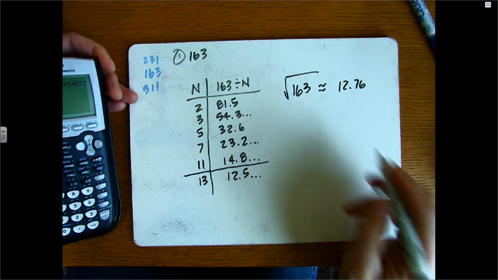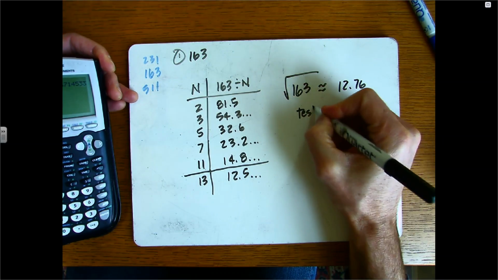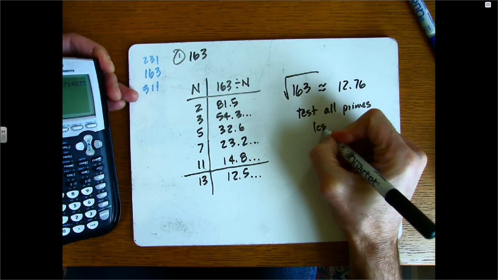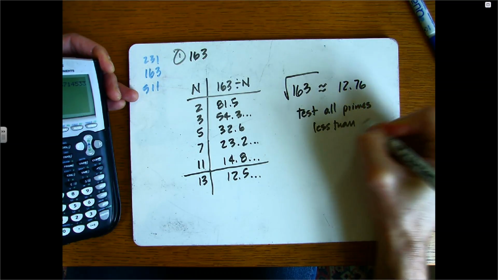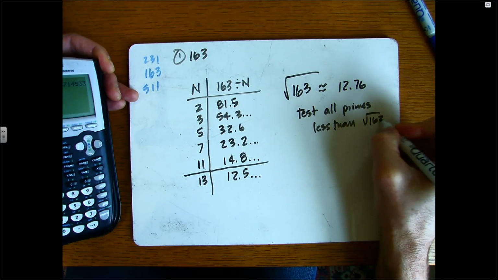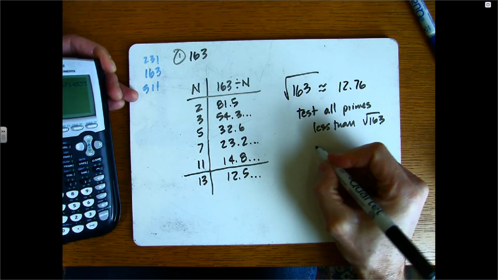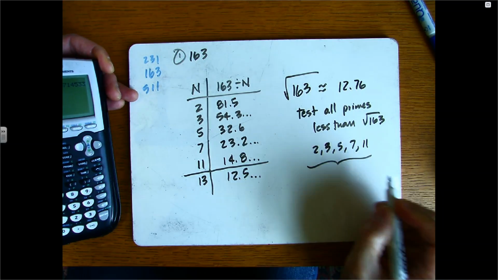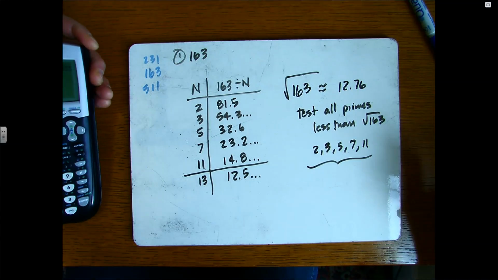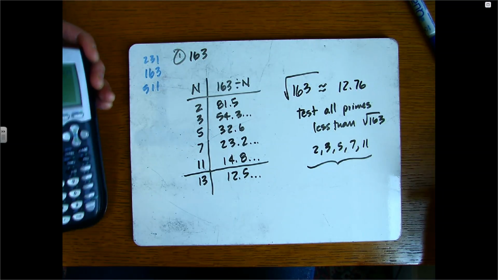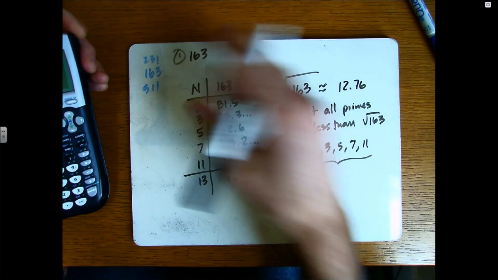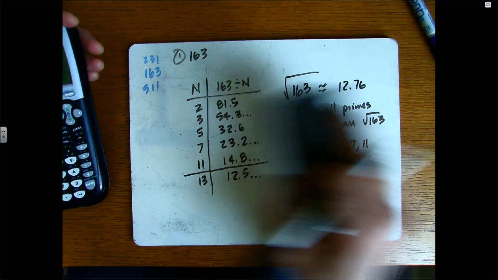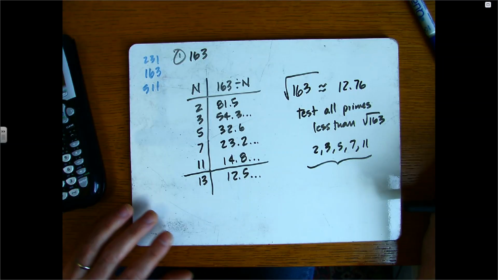So all we'd have to do is test all primes less than the square root of 163. So that would just be 2, 3, 5, 7, and 11. And if it's not divisible by any of those 5, then we're done. I hope this impresses upon you that it's fairly efficient to check small numbers for primality if we know this algorithm. So let's apply it to something a little bit bigger, like 511.